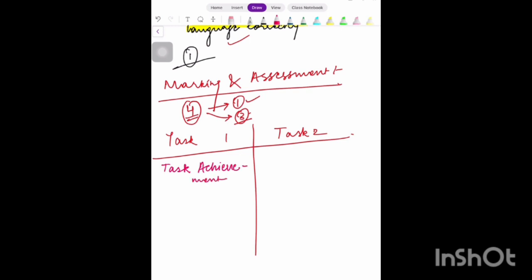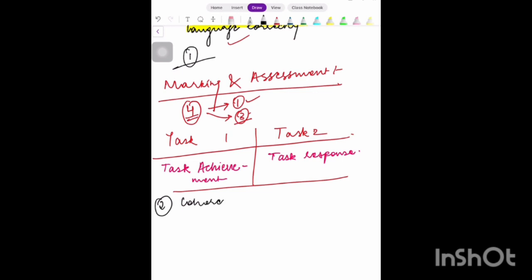Task achievement and task response, and then the others are exactly similar in both Task 1 and Task 2. The next one which you will be judged on will be coherence and cohesion.